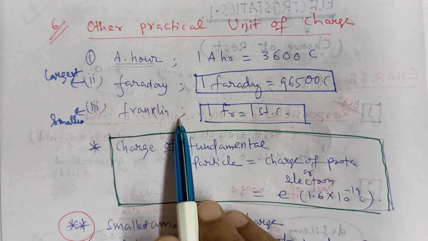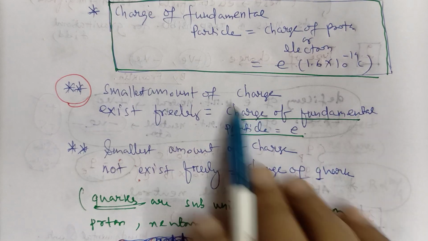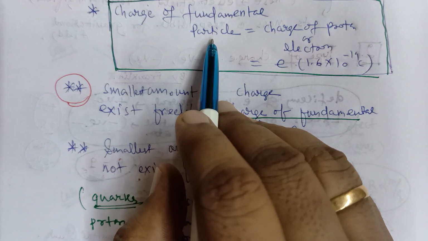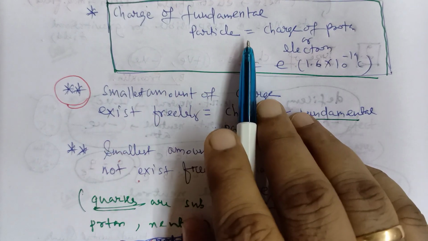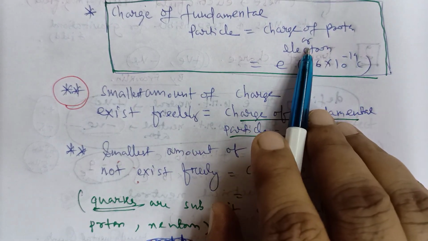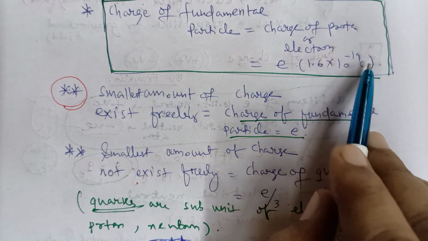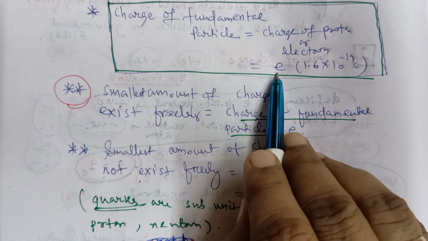And the smallest unit of charge is Franklin. Now we have to discuss another question. What is the charge of the fundamental particle? Fundamental particle means electron, proton and neutron. Neutron has no charge, you know that. So charge of fundamental particle means charge of either proton or electron. And its magnitude is 1.6 × 10^-19 coulomb, or it is represented as small e.